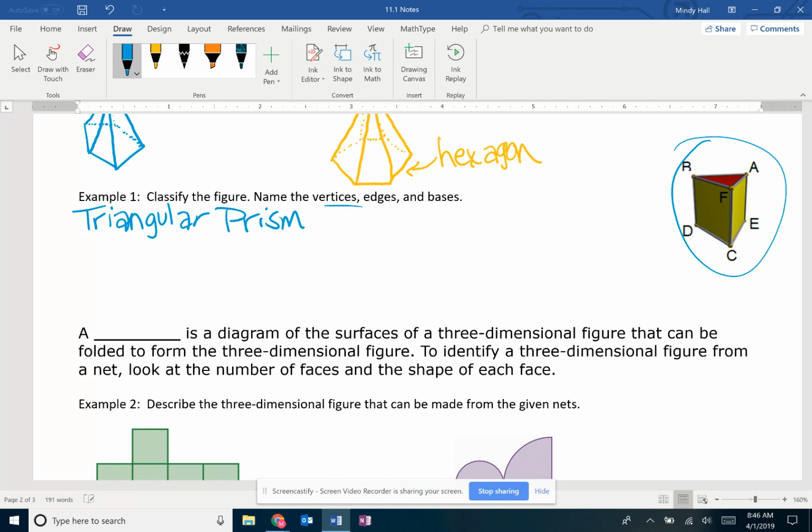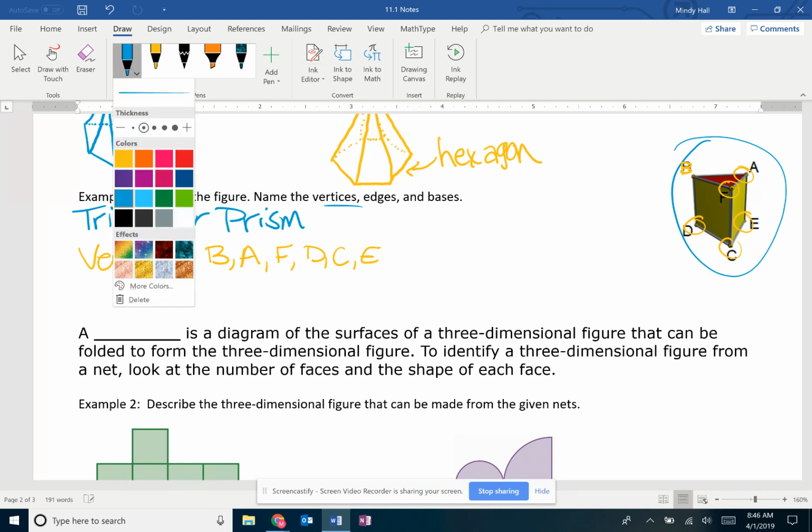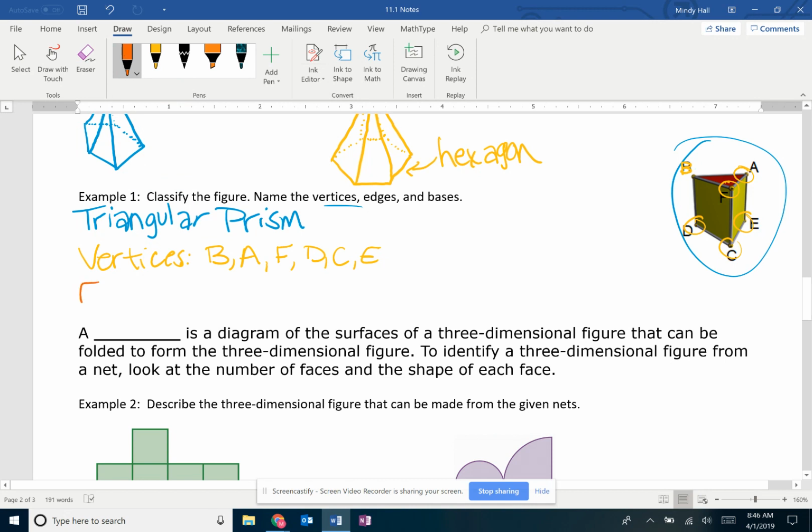So in order to name vertices, we'll start with the gold. Vertices, remember, is where 3 or more faces come together. So if you look at this, the vertices would be like here, here, here. And notice we only have 1 letter at each of those. So that would be B, A, F. And by the way, this is supposed to be a B. It got cut off in the notes for some reason. So we have B, A, F, and then down here we also have D, C, and E.